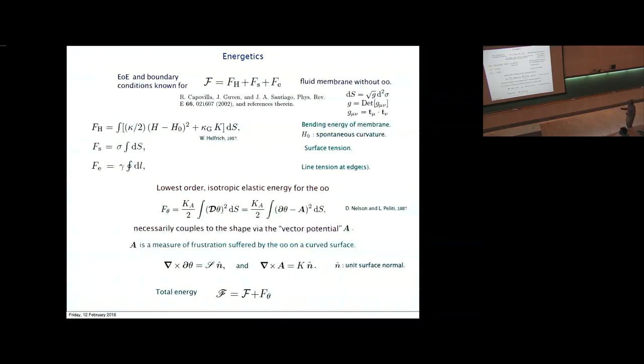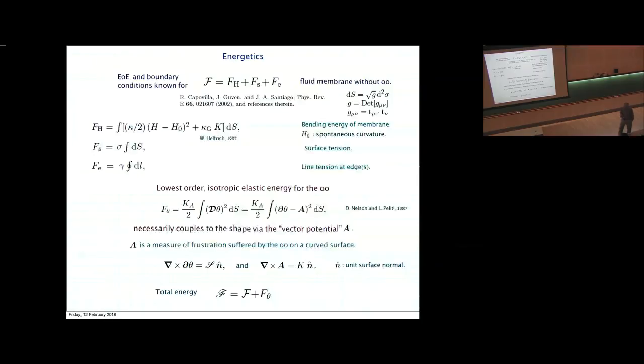I take a fluid membrane to begin with. I don't put this vector order on it. There is the mean curvature squared term here. The membrane or the surface may have some spontaneous curvature, so that is taken into account by the H sub zero. There is the Gaussian curvature term. Include, for generality, a surface tension term and a line tension term.